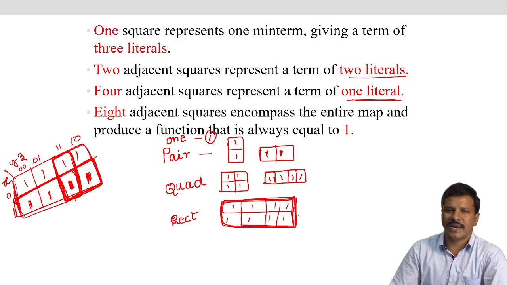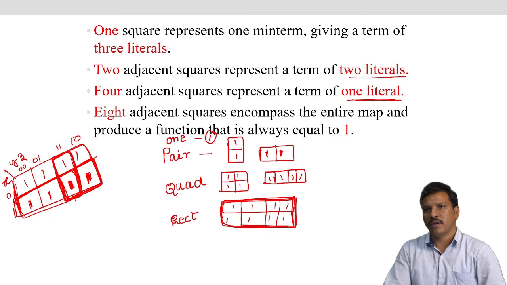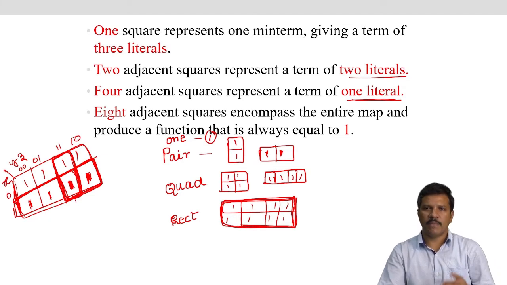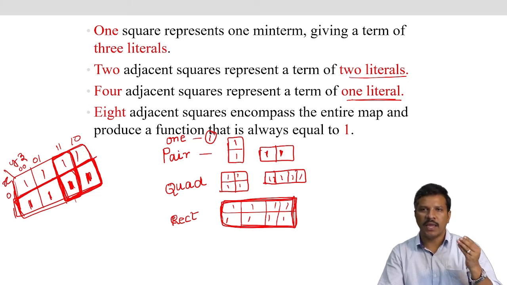There will be no literals in the expression. So this is a 3 variable K-map. How do we remember and identify by placing the minterm values in the K-map? After placing the minterms in the K-map, how can we identify the groups? By pair, by quad, by rectangle.